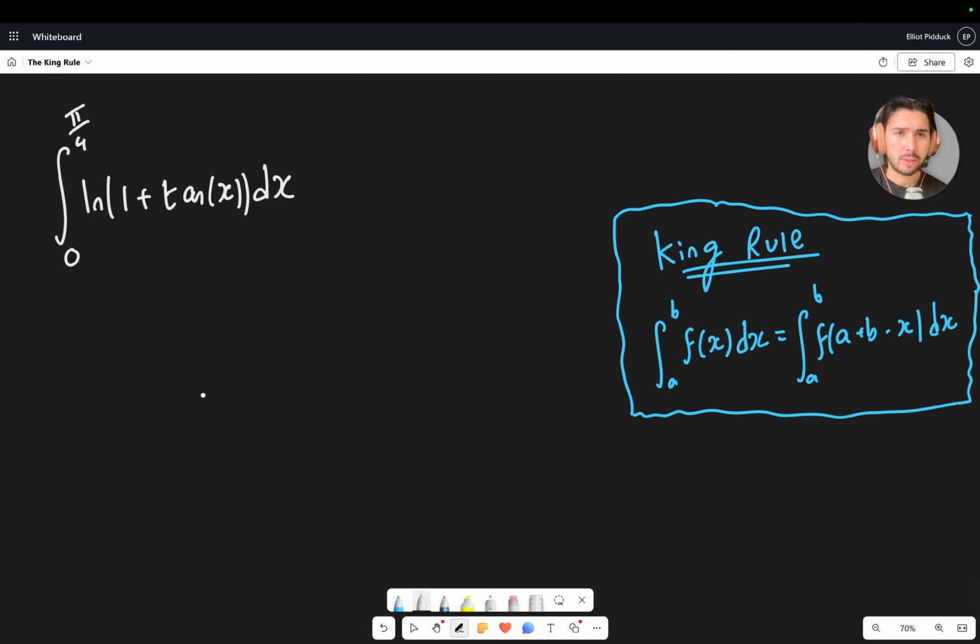And I've rewritten the King rule in blue there for us. So what we're going to do is just use it. I'm going to label this integral I, just so that we can refer back to it. We're looking for what I is. And I'm going to say that I can also write I as the following.